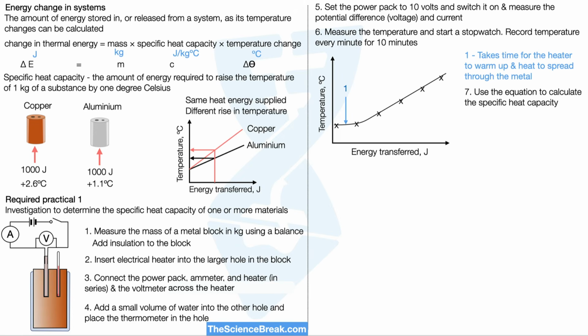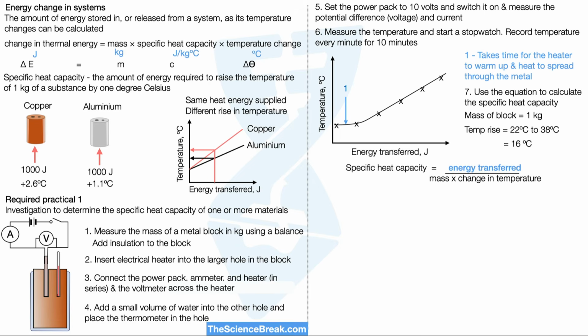That's why we get that little lag at the beginning. Next, we would use the equation to calculate the specific heat capacity. The equation was given at the beginning of this slide. The mass of the block, let's say, is 1 kg, and the temperature rise went from 22 to 38 degrees C, so the temperature change for our equation is 16 degrees C. We could rearrange the equation. Specific heat capacity is energy transferred divided by mass times change in temperature.